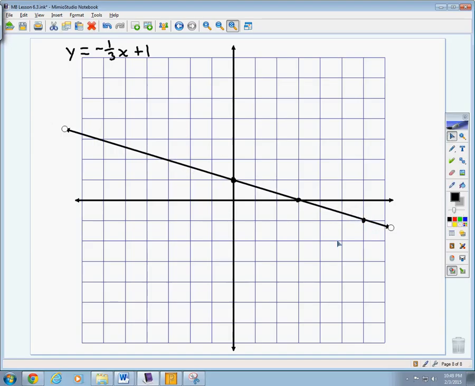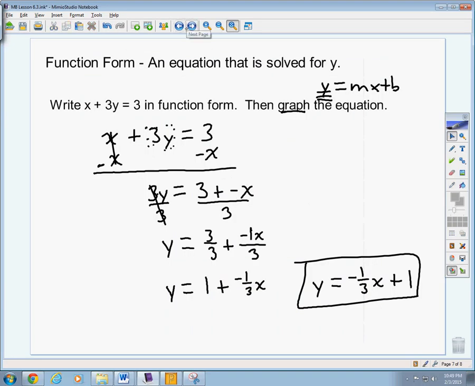And again, we have these different representations of our relation, of our function. So function form, you guys, is just, again, solving for a variable, literal equation. It's solving for y. Why do we want to solve for y? Slope-intercept form helps us to graph easier.